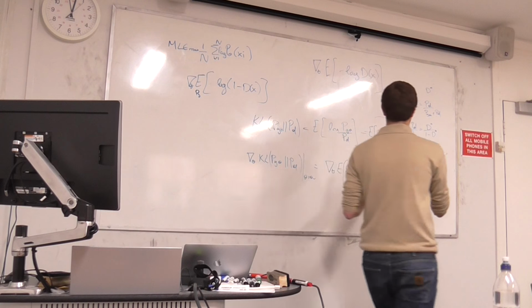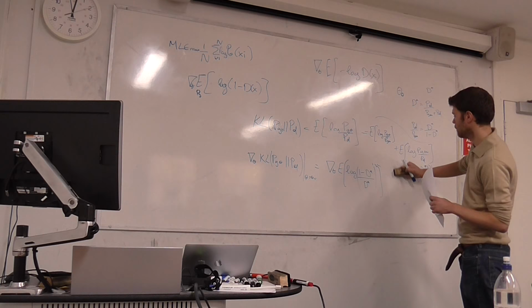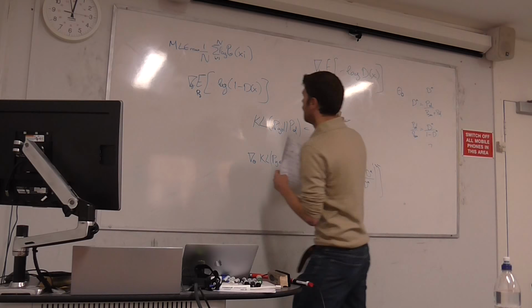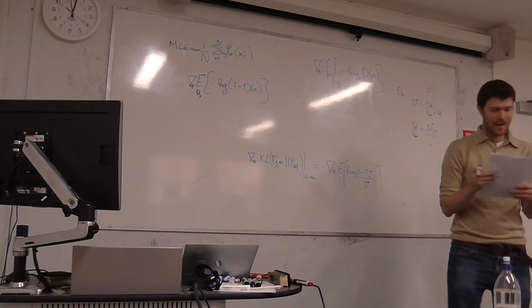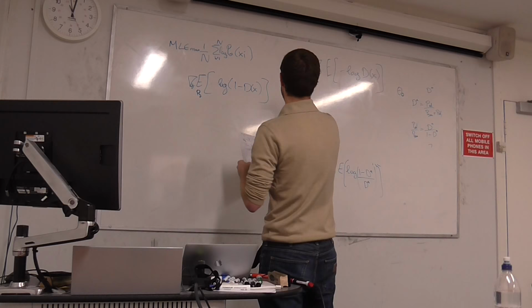Okay, so we'll keep this result, and we'll remove this so I can have space for it. Now we want to take this function and also take the gradient at theta equals theta 0, right?